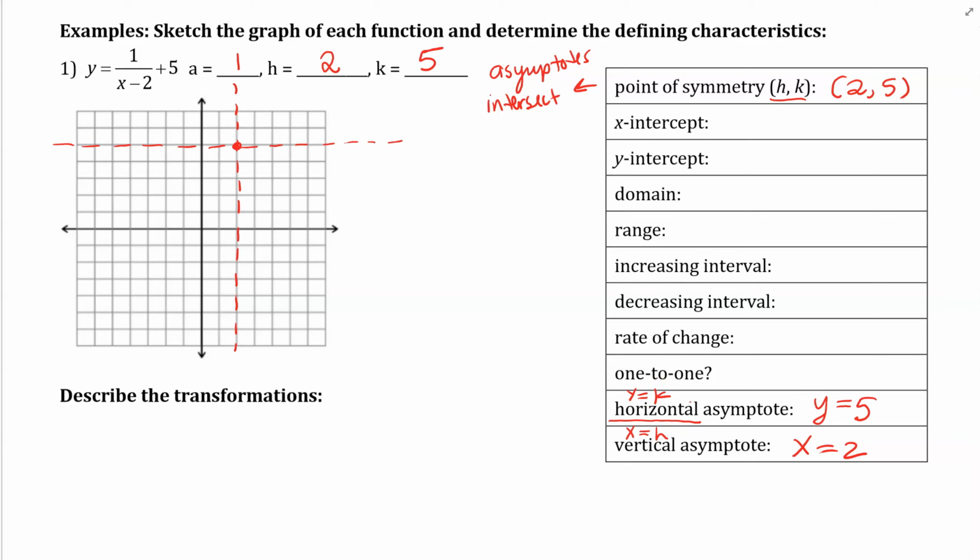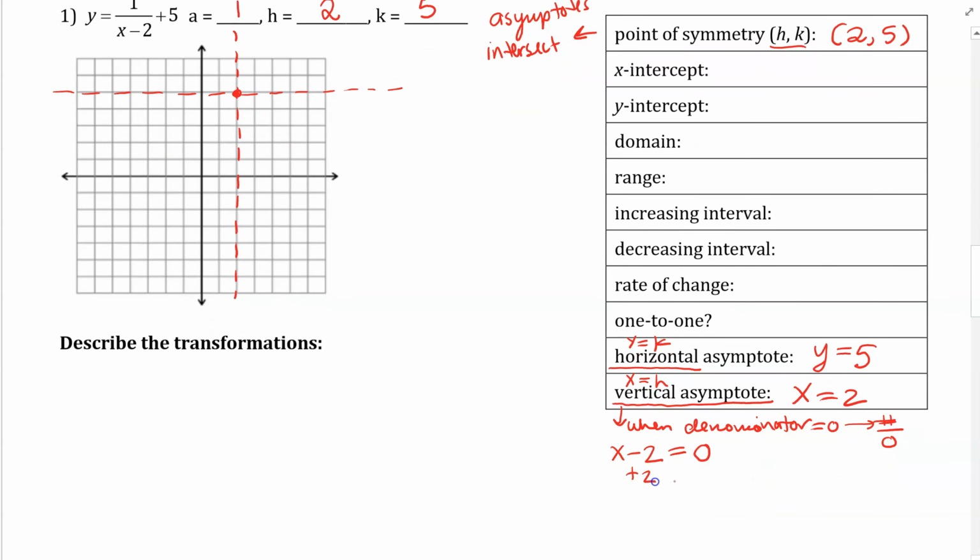Why is it always that way? And this is unique to the reciprocal function. So the vertical asymptote occurs when the denominator is equal to 0. When you end up having a number divided by 0, that leads to a vertical asymptote. So what we look for is the denominator, which in this case is x minus 2. And we set that equal to 0. When we solve that equation, we find x equals 2. That's the value of x that causes my denominator to be 0.